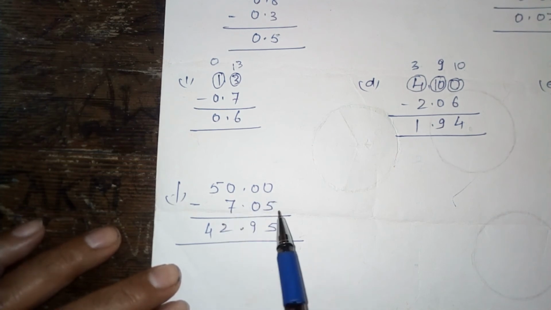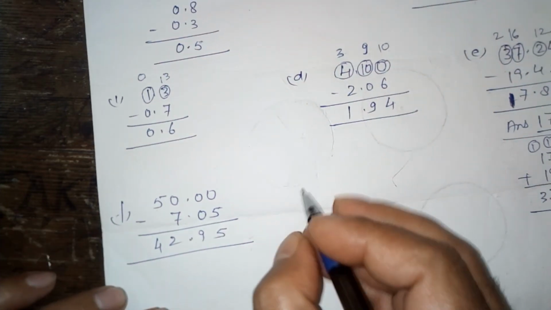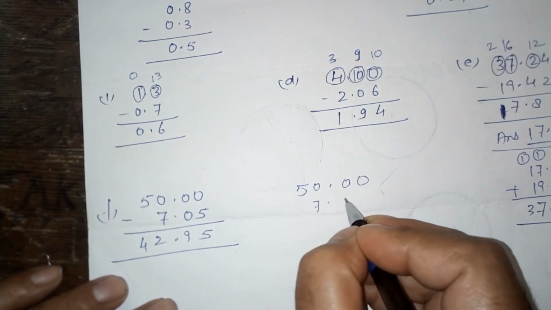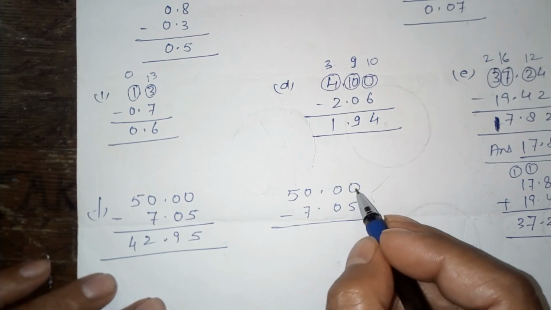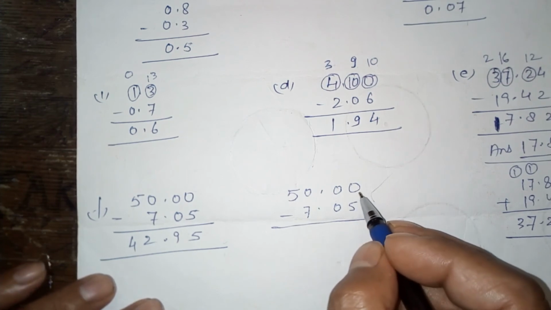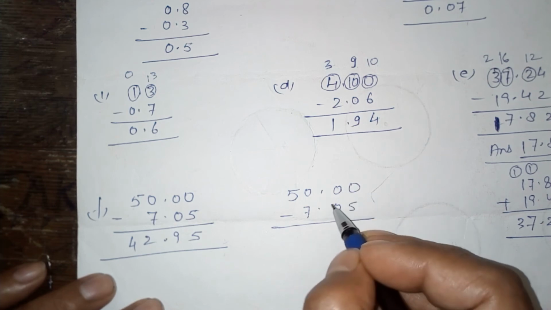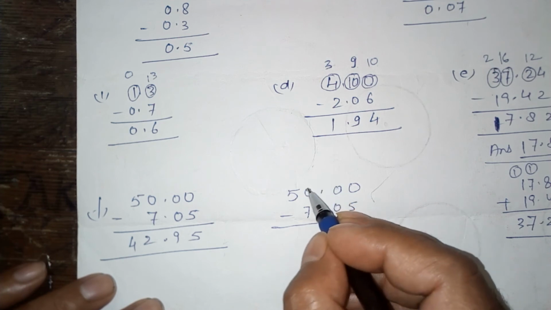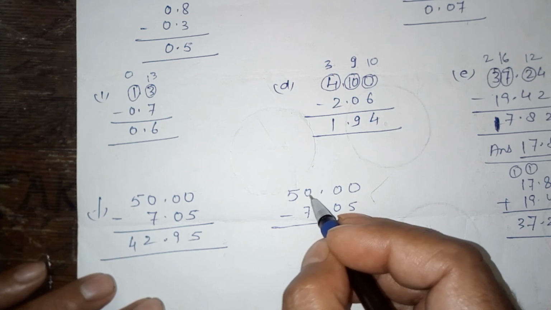50.00 minus 7.05. How will you do this problem? Now look here, this is 50.00 and 7.05. You know very well we cannot subtract 5 from 0, so what will you do? We borrow one from the nearest number, but the nearest number is also 0, so what will you do? We borrow one from the next neighboring number. Your next neighboring number is 0, so what will you do?